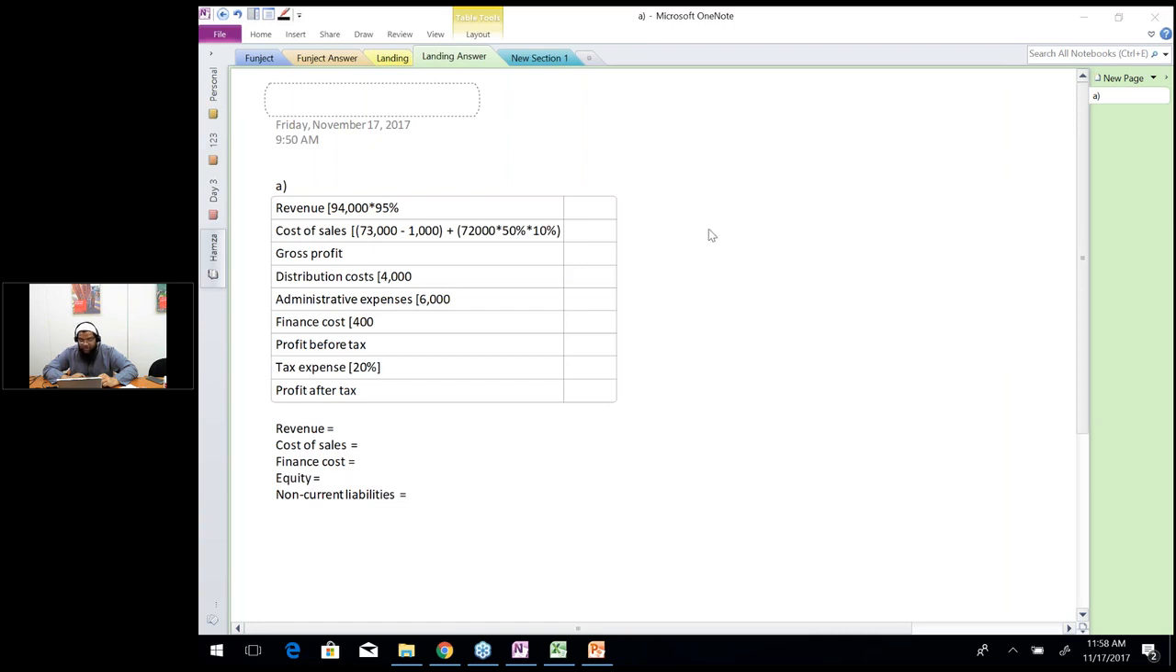Harsh is saying, why not 73,000? Because the 73,000 is not the cost that excludes the 1,000 of the annual license. So the purchase price is actually 72. That's why we are taking 50% of 72,000.